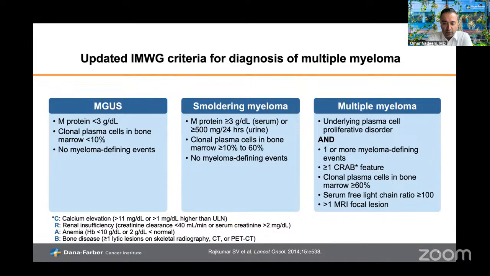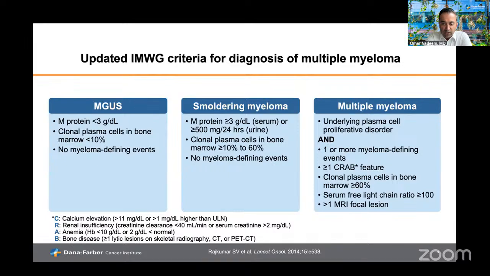And then in 2014, the definition of multiple myeloma was updated to also account for several other features that really led to imminent development of multiple myeloma in those patients. So that included having more than 60% plasma cells in the bone marrow, a light chain ratio more than 100, and more than one lesion on an MRI.